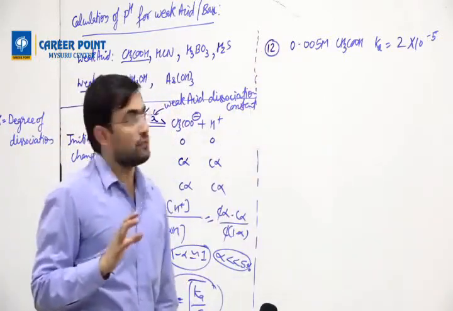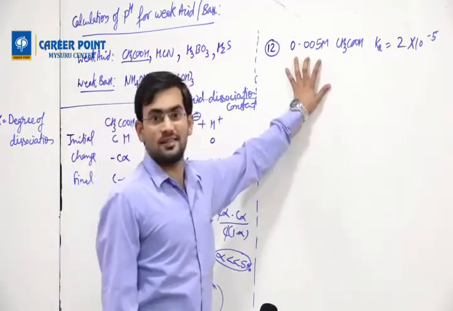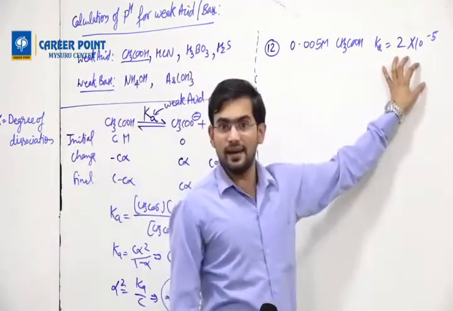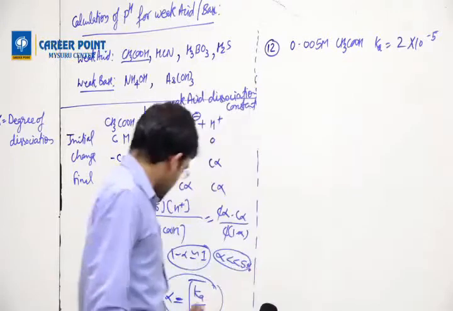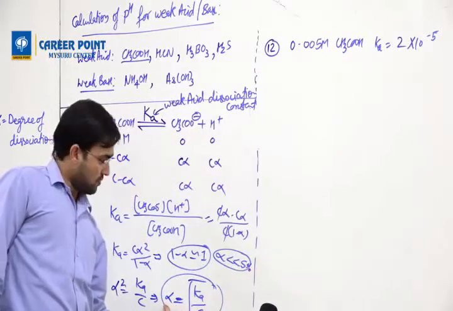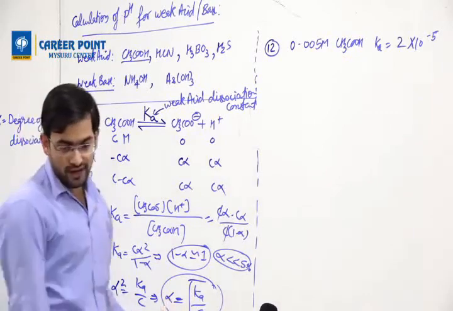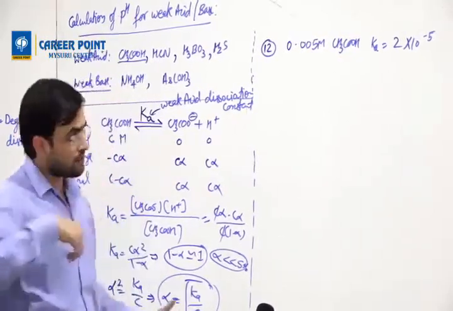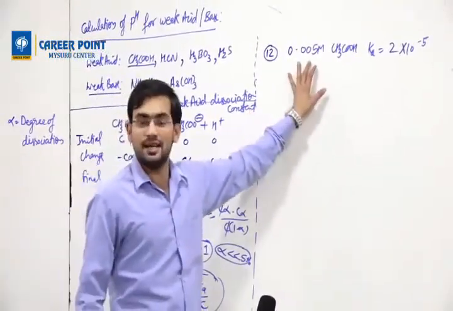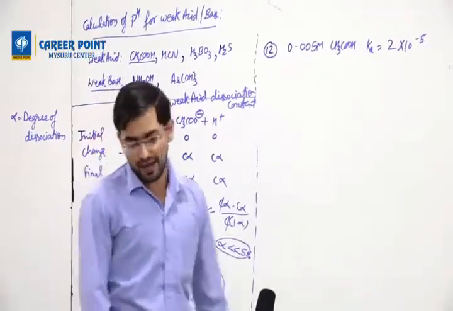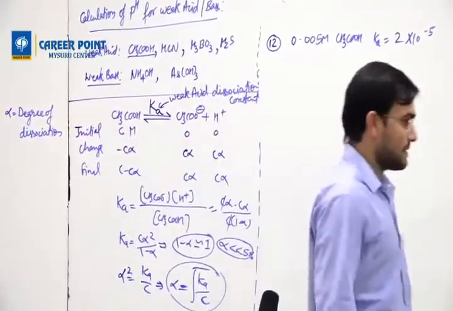So first what you will find, what is given? This is C and that is K. You will first find alpha. Alpha equals under root of K by C. So first you find alpha. Whatever alpha you get, multiply it by C and then you find H plus. Right? Try to solve.